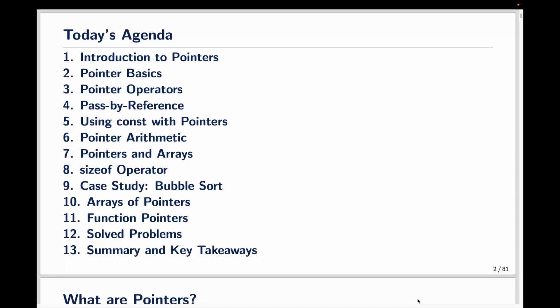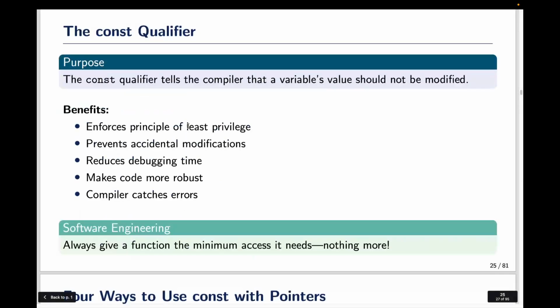Without delay further, let's go to our const operator, which we are already familiar with. We have used this a lot with arrays in chapter number 6. If you remember, we talked about this const qualifier, and it tells the compiler that a variable value should not be modified. It can be used for any of the data types, and it enforces the principle of least privilege, which means you can only read that variable or data bucket, but you cannot change anything on it. So it prevents accidental modifications.